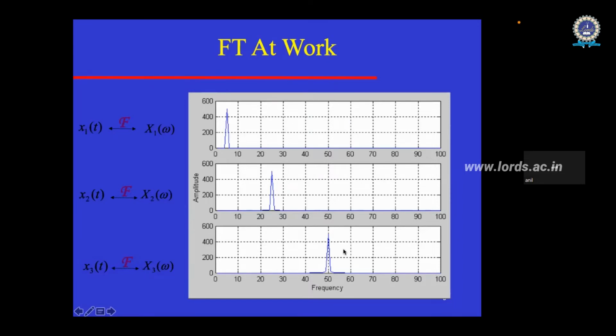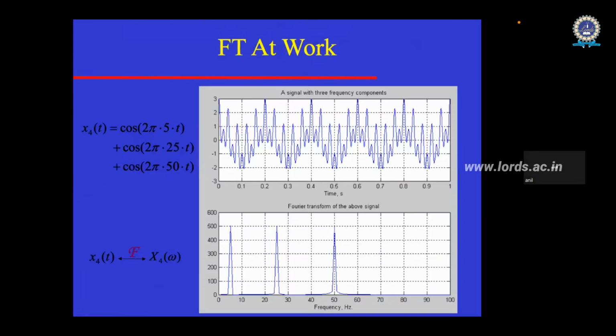What I will miss is that I don't know at what time that 5 Hz is there, or at what time 25 Hz is there, or at what time 50 Hz is there. I don't know that, because this Fourier transform gives only the frequency information present in that signal, but it won't tell you at what time what frequency is present. For example, at each point all three are there, that is fine.